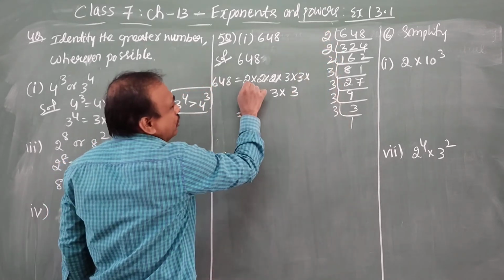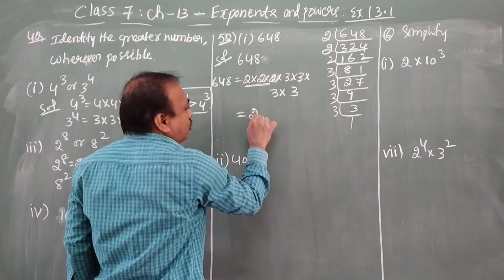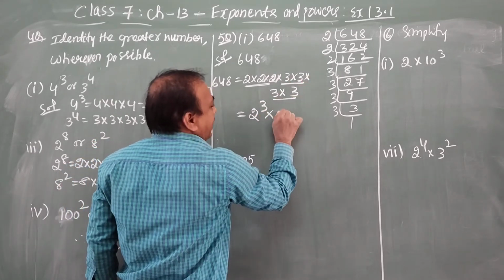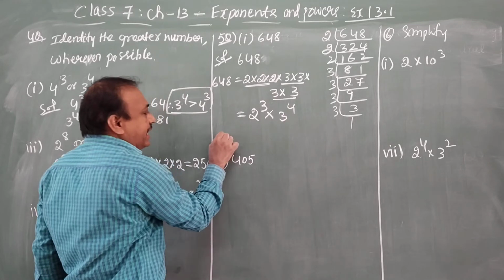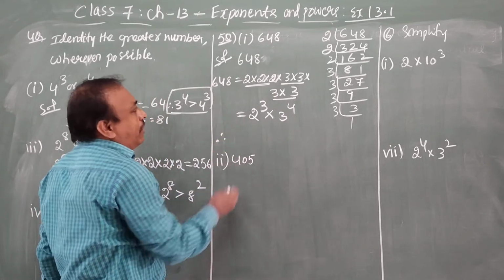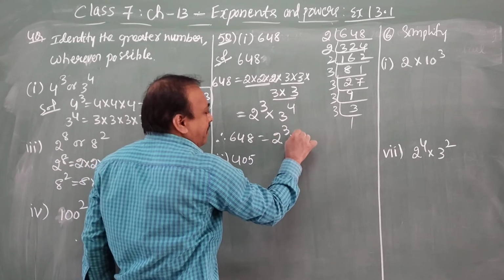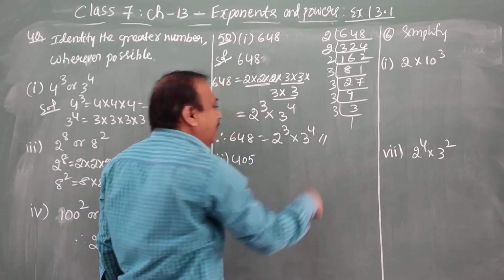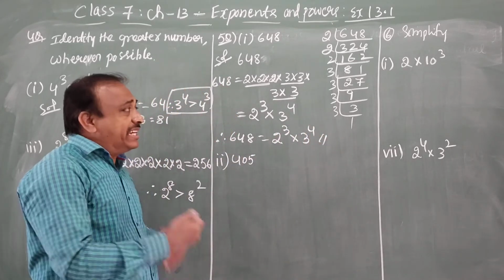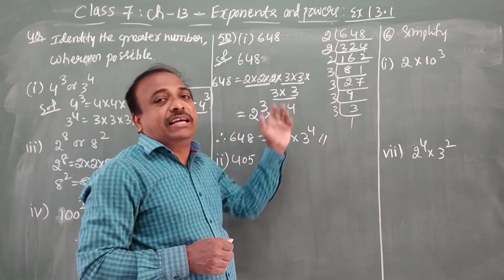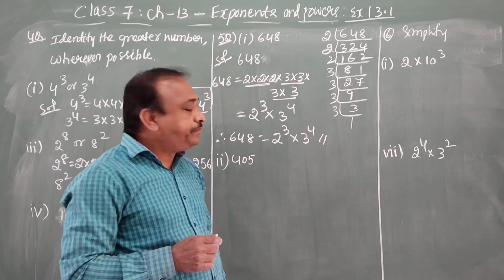So 2 is there 3 times. So 2 to the power 3 into 3, you see, total 4 times, so 3 to the power 4. Therefore, the exponential form of 648 is equal to 2 to the power 3 into 3 to the power 4. How many times a digit is repeating, that many we write in the power.